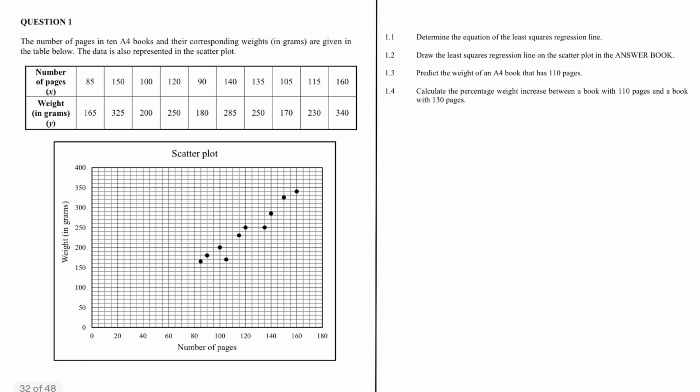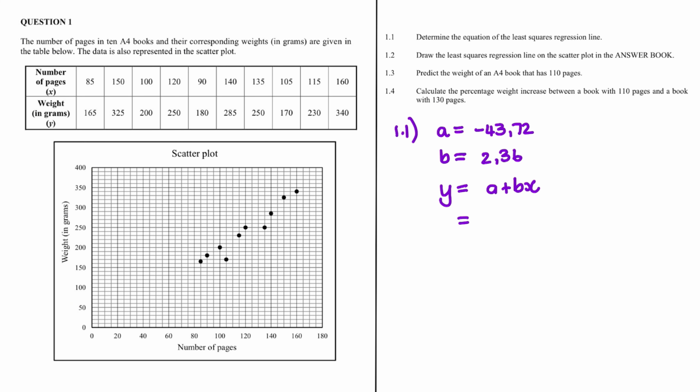So this is a standard question where you need to use your calculator. So when you enter these values of x and y on your calculator, you get A is equal to negative 43.72 and B is equal to 2.36. Now remember, your calculator gives it as y is equal to a plus bx.